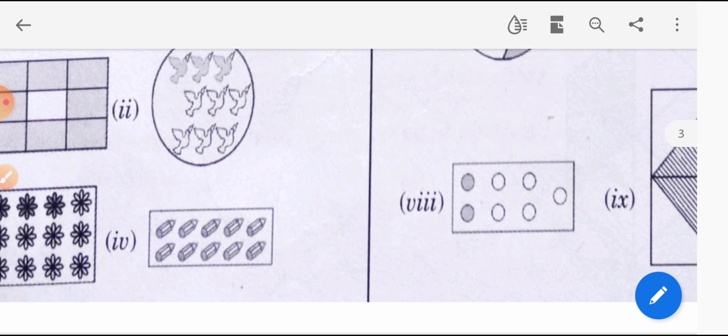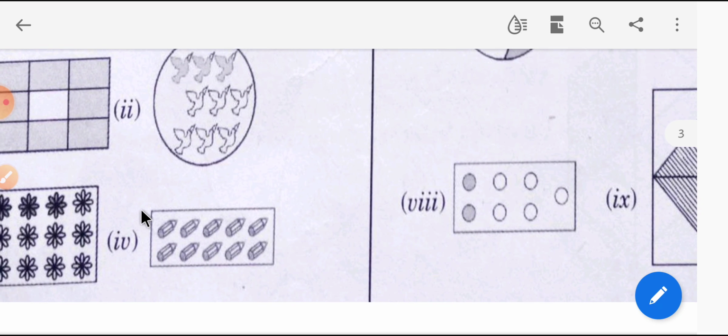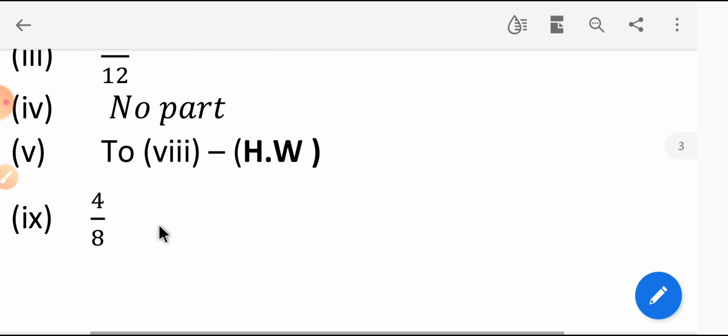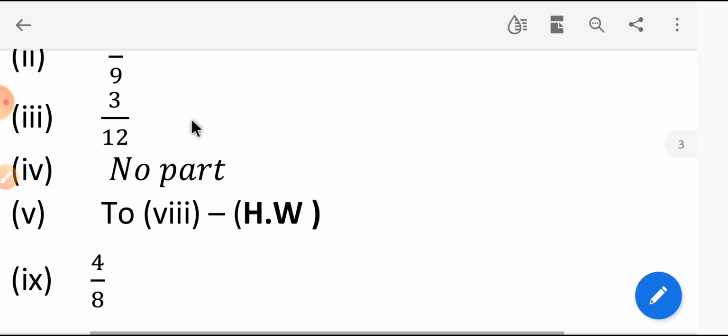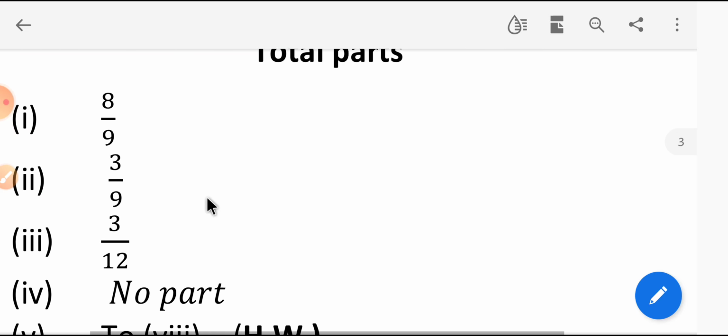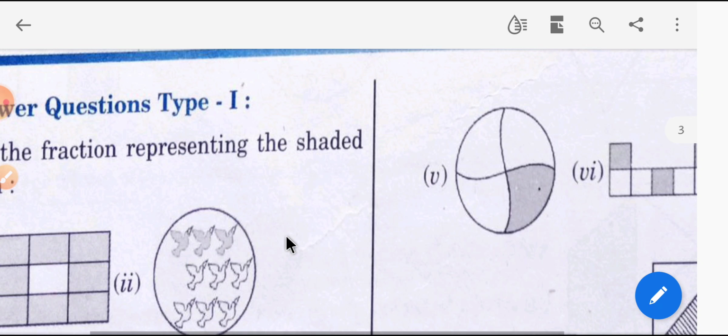So fourth one. See how many total pencils are given? 1, 2, 3, 4, 5, 6, 7, 8, 9, 10. But you can see that here no pencils are shaded. It means no part is shaded. So the fraction will be no part. Then 5 to 8 is your homework.